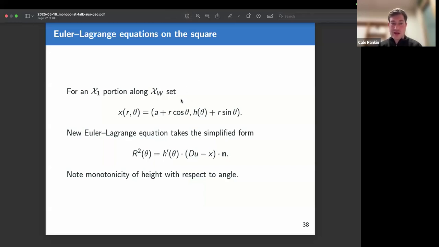So we're going to go back to our earlier Euler-Lagrange equations. Our parameterization simplifies a bit because our boundary curve gamma is now a straight line, AH of theta, and our directions we're going to take as cos theta, sine theta, where theta is the angle they make with the horizontal. Our Euler-Lagrange equation we wrote down earlier, it's even simpler in these coordinates. It's r squared of theta is equal to h dash of theta dot du minus x dot n. And note, we've already got some monotonicity occurring here. Our line segments have to increase in angle as they go up the left-hand side.